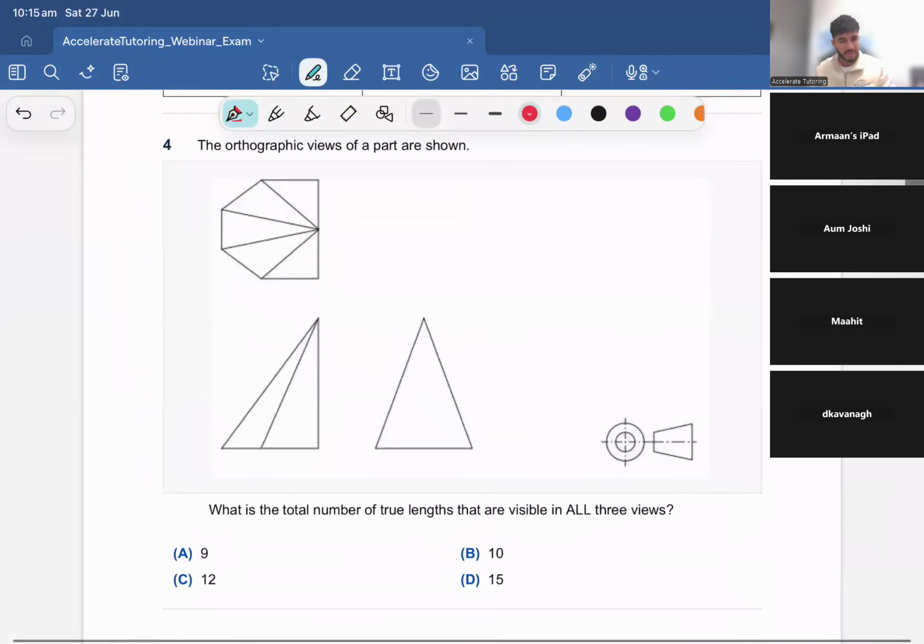Perfect. Any questions? Keep chucking them into the chat. Yes, probably minimum shear force. Excellent. All right.